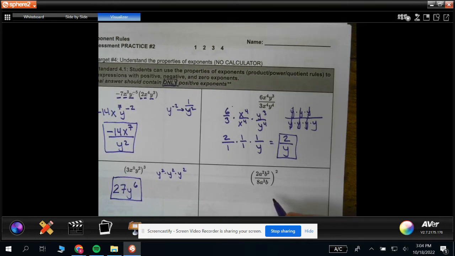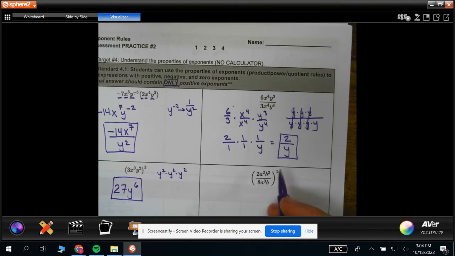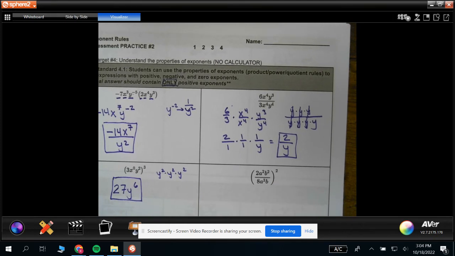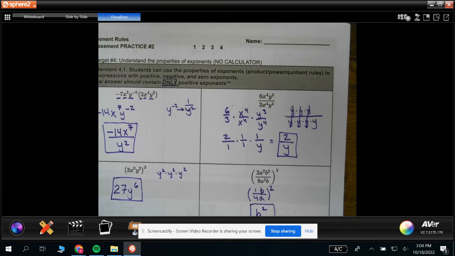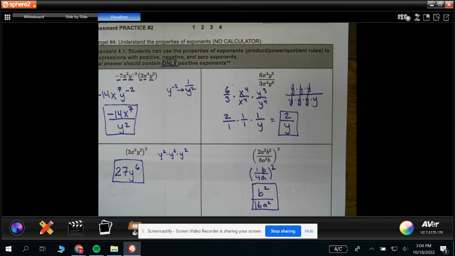And the last one. A couple different ways you could do this. You could simplify inside first, then square it, or apply this exponent on the outside first. I'm going to simplify first. 2 over 8 simplifies to 1 over 4. A squared over a cubed. 2 minus 3 is negative 1, so there's 1 a left on the bottom. B squared over b looks like that, and then I'm going to square it. 2 minus 1 gives us 1 b on top. Square it, b squared. 4 squared is 16, and a squared. There's our final answer. Oops, sorry. There you go. Now you can see it.